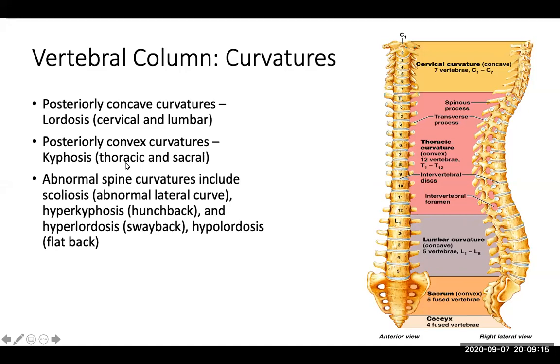So these are the curvatures. If there's something wrong, a posteriorly concave curvature is called lordosis. A posteriorly convex curvature is called kyphosis. And then we could have a hunchback or a swayback or a flat back, different words for that. So these are all abnormal spinal curvatures of the spine.